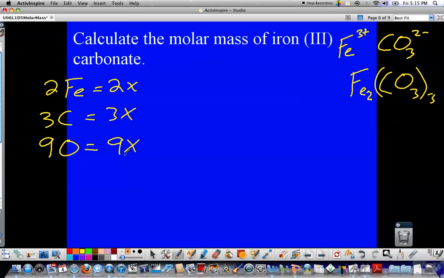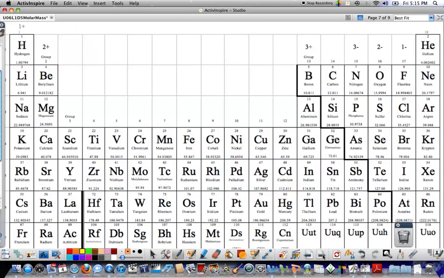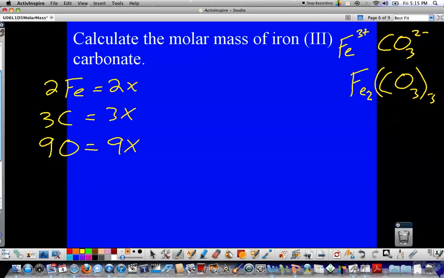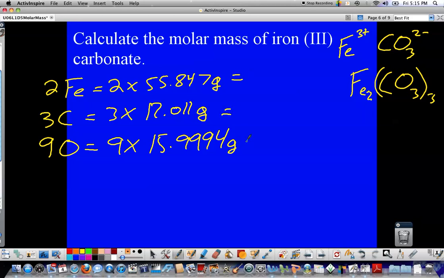Okay, so then we look up on our periodic table the molar masses of each. So I got iron, Fe right there, 55 point whatever, carbon, 12.011, and oxygen, 15.9994. So then we just plug those in. Iron, 55.847 grams. Then carbon, 12.011 grams. And then oxygen is 15.9994 grams. And then we calculate that out.